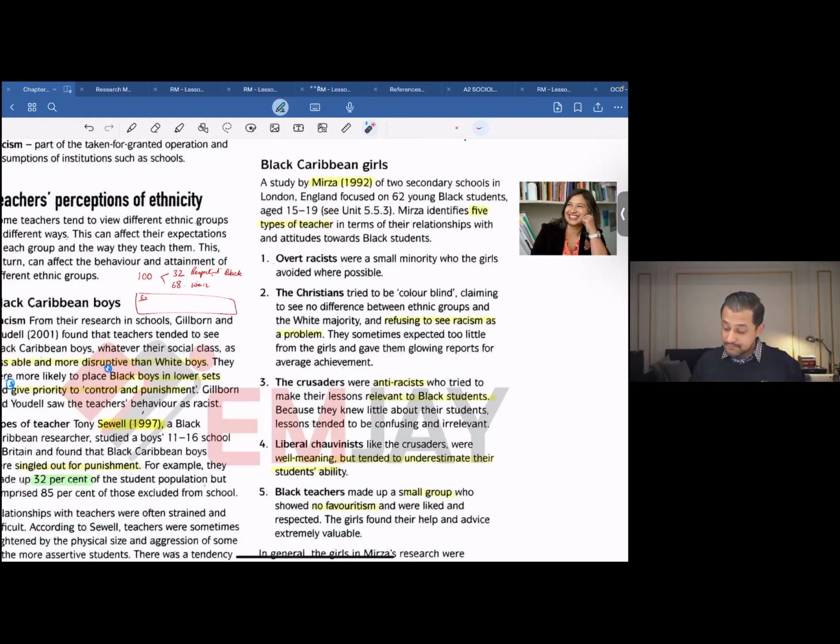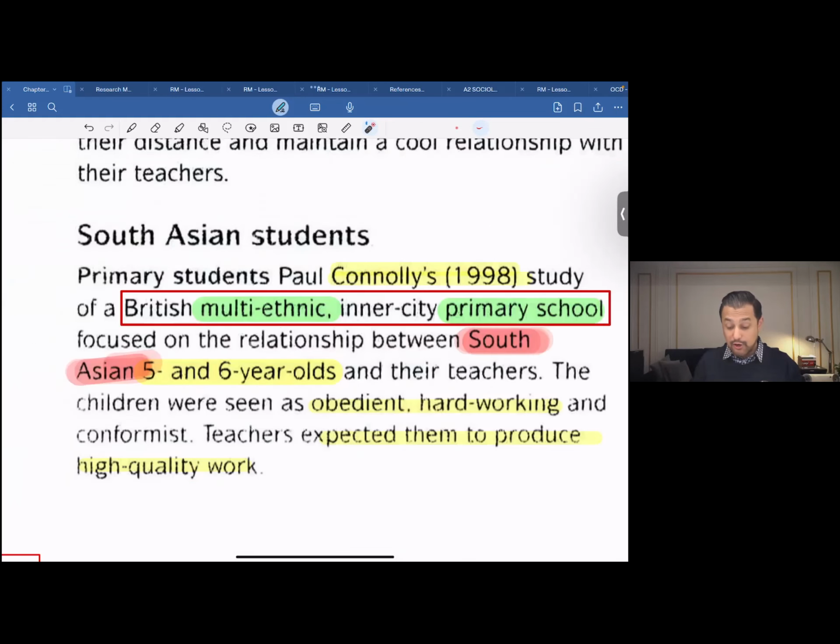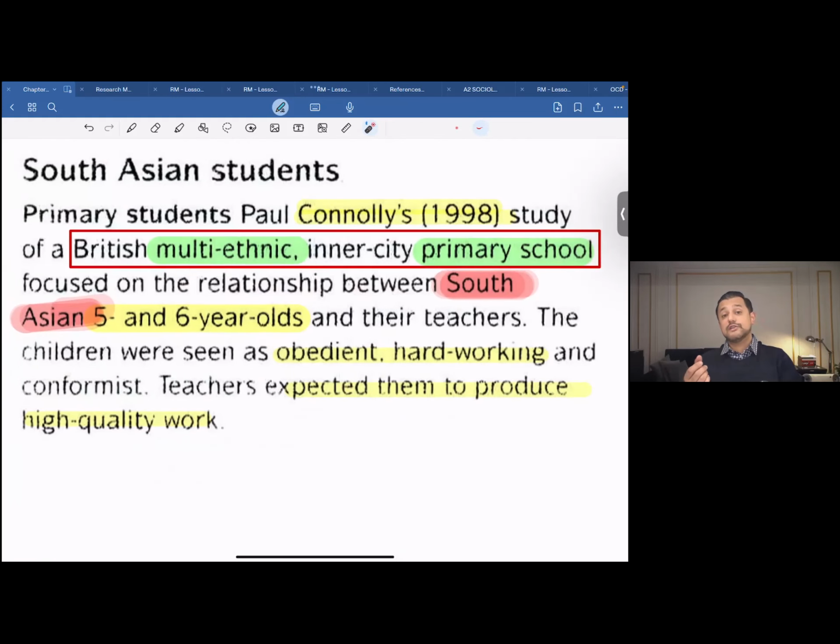Number four, we discussed the study that was conducted by Connolly. Connolly conducted research in 1998. Remember, we're discussing all of this under the heading of the perceptions teachers hold about students from different ethnic origins. We spoke about Black boys, we spoke about Black girls. Now we speak about the perception teachers held about South Asians.